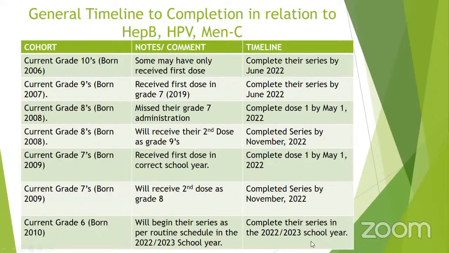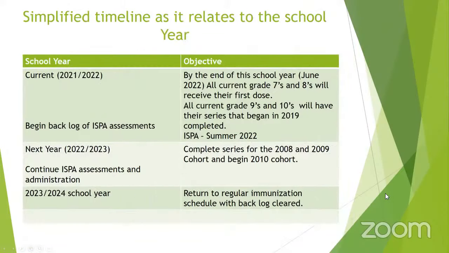And then starting in the fall, they're currently in grade 6, but they'll be in grade 7, will be in to give their first dose as well as catch up in the current grade 7's second dose to be able to complete their series. And this one is a little bit nicer to look at. Just identifies what I've just said a little bit more clearly. So we hope to be returning to regular immunization with the backlog cleared by 2023, 2024, as I've mentioned.